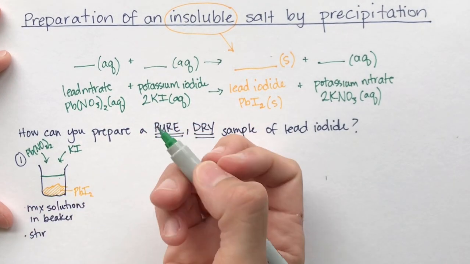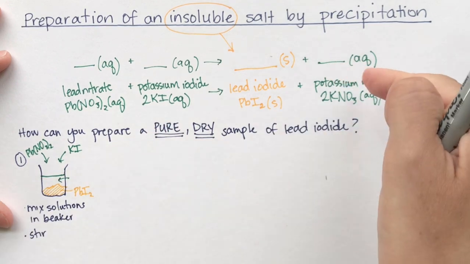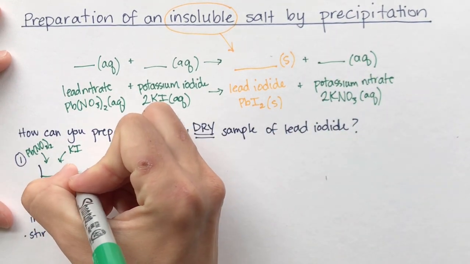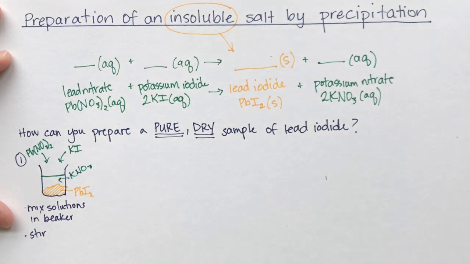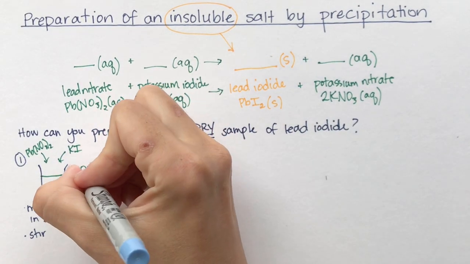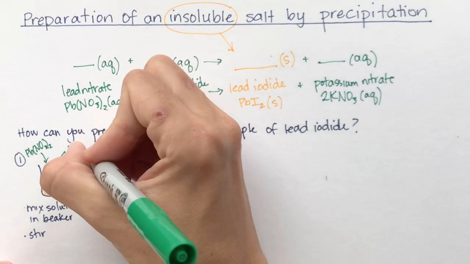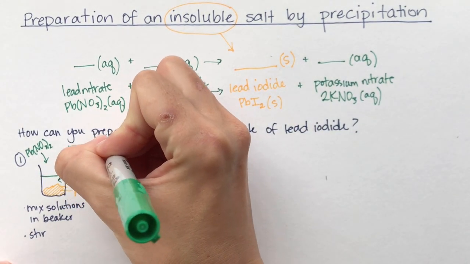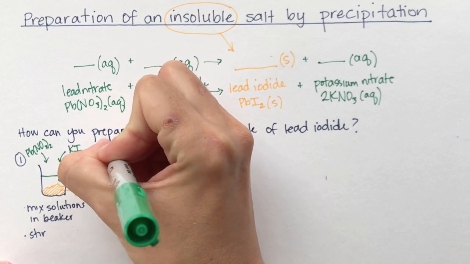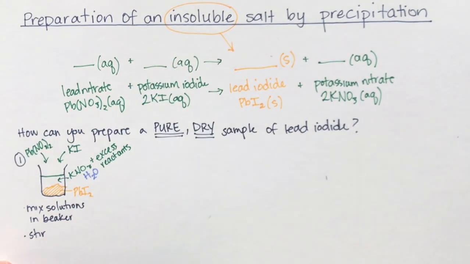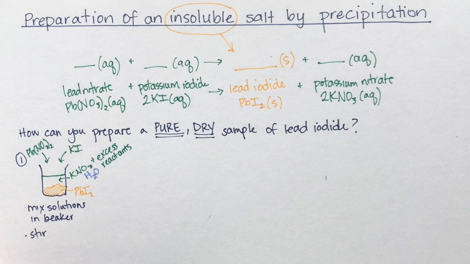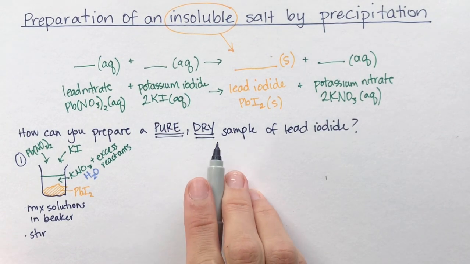Now what is left above the PbI2? Well, we know we have potassium nitrate, our side product. We're also going to have, of course, water, which is your solvent. And in most cases in a precipitation reaction, you won't measure out the reactants perfectly ahead of time, so you might also have some excess reactants. So a little bit of leftover KI or a little bit of leftover lead nitrate. Okay, so we've made our salt, but it's neither pure nor dry.